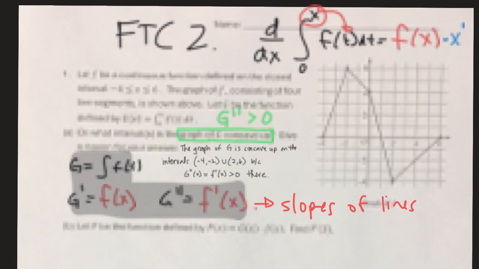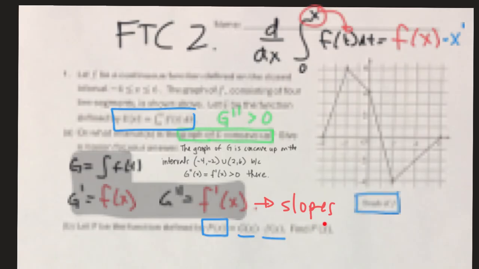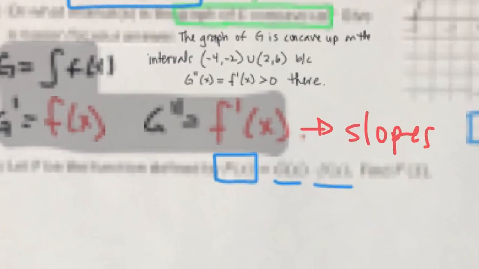Okay, here's part B. Part B says now there's some other function p. There we're defining some other random function, which is g of x, right? This thing, times f of x, which is basically the graph, right? f of x is the graph. This is the graph of f right there. And it says find p prime at 3. So p is defined as the product of two functions. So how are we going to take the derivative if we have the product of two functions? That would be the product rule.